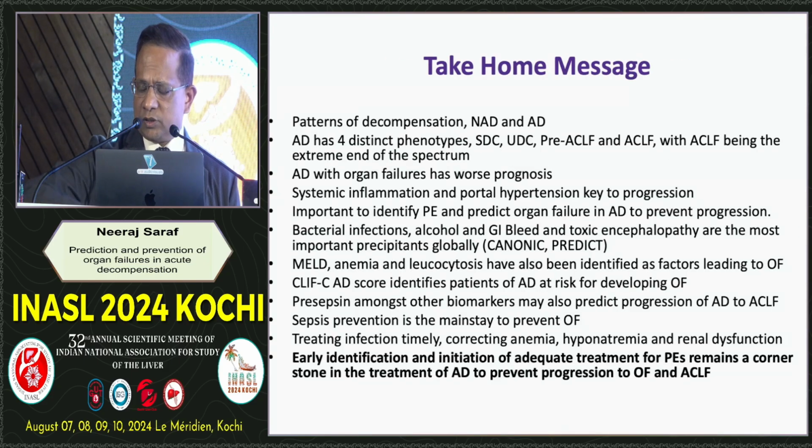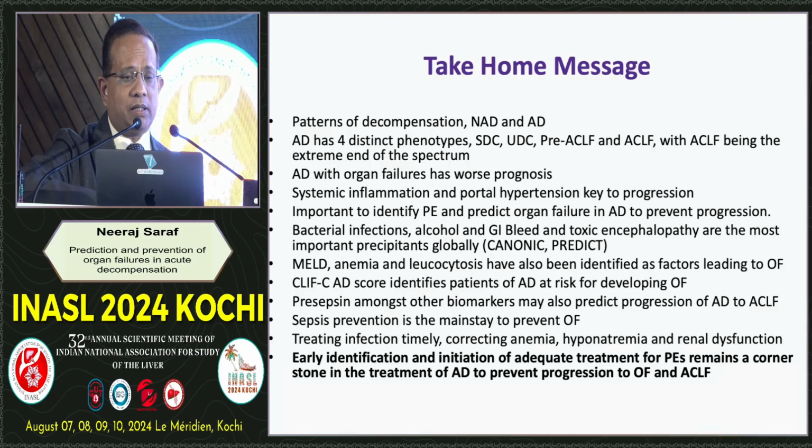So this is my last slide, a take-home message, a slightly busy slide. The recently recognized patterns of decompensation are non-acute decompensation and acute decompensation. AD has 4 distinct phenotypes: stable, unstable, pre-ACLF and ACLF, with ACLF being the extreme end of the spectrum. Acute decompensation with organ failure has a worse prognosis, so that's why you need to recognize the patients who are going on or probably will go on to develop organ failure.